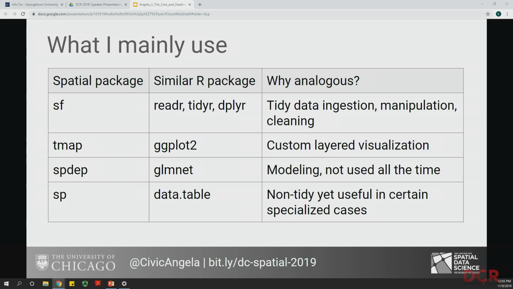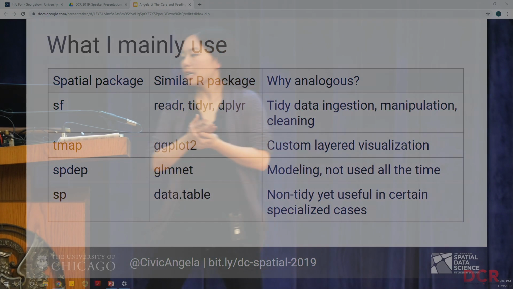The first one, I would say sf, allows you to ingest spatial data, clean it, and manipulate it in a tidy way. The second, I would say tmap. I do use ggplot too for some of my maps, but tmap, I'll show you later, has a really cool functionality where I can go between interactive and static maps. spdep is, because I work in spatial econometrics, my modeling package. You can think of it like glmnet. You don't use it every day, but sometimes you need it. And then sp is like data.table. Non-tidy, yet useful in certain specialized cases. A lot of old packages depend on sp, so the analogy is not quite there, but we'll go with it.